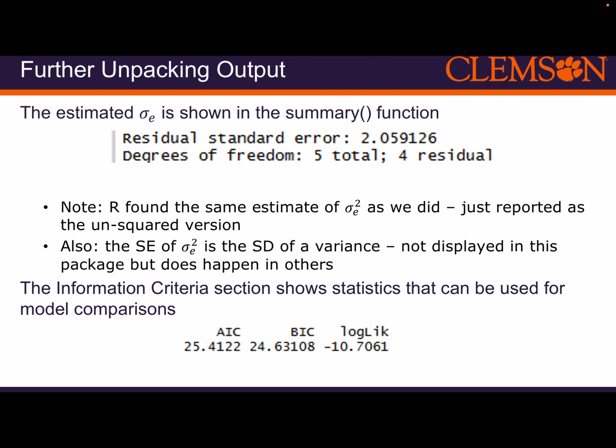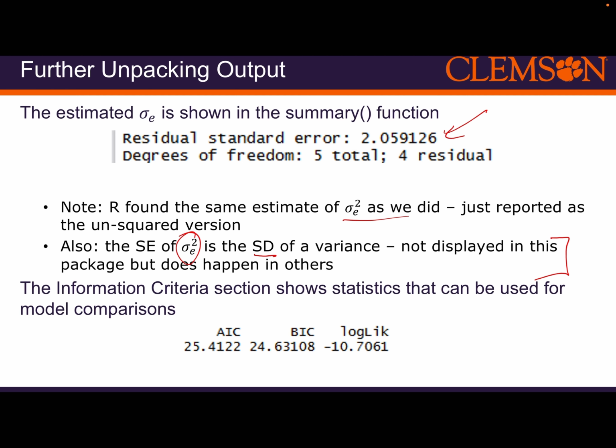And we further unpack the output. In the summary function at the end, we see the residual standard error is 2.059126. If we square that, it turns out to be the same 4.24. That is the same sigma squared that we just found ourselves, right? It turns out, interestingly, you could actually get a standard error of sigma squared, although we don't actually see it in the output. You could get it using maximum likelihood. That is a big difference from what you see from least squares.